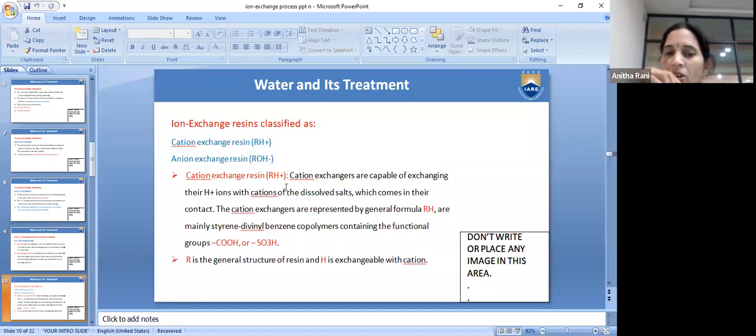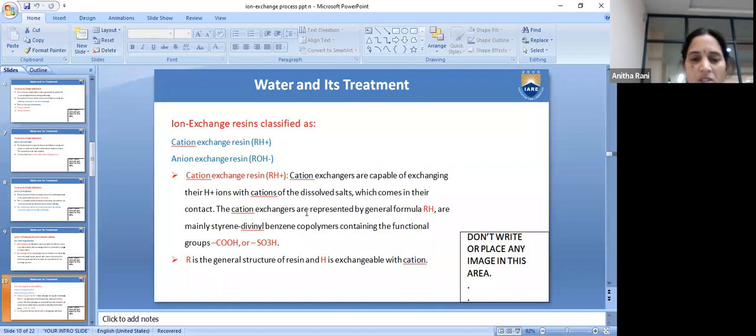There are two types of ion exchange resins: one is cation exchange resin, and one is anion exchange resin. To remove cations present in water, we use cation exchange resin. To remove anions present in water, we use anion exchange resin. Following me, students? Ion exchange resins are of two types.